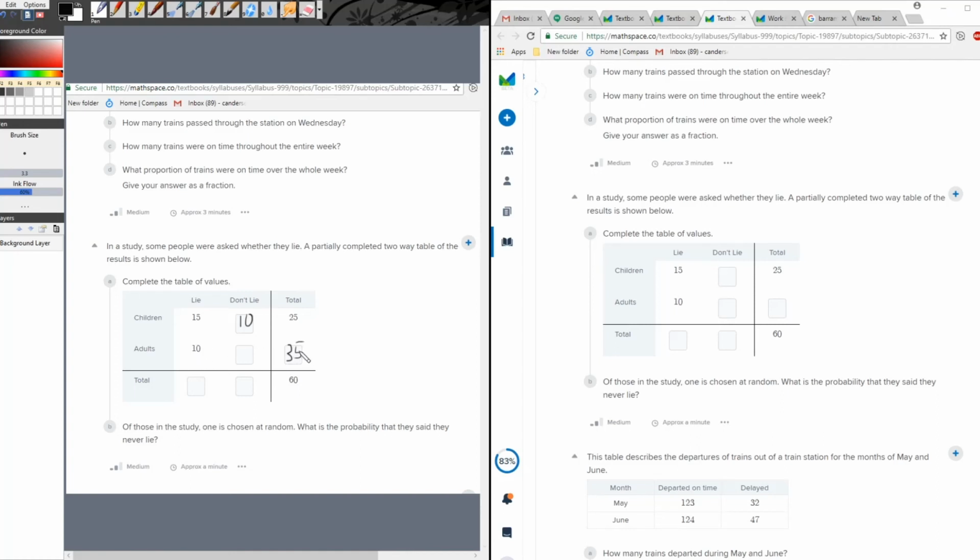Now, we can fill in this row here, because 10 plus something is 35. That would be 25. And now we can fill out the bottom. 15 plus 10 is 25. And 10 plus 25 is 35, which equals 60. So 25 plus 35 is 60. So we filled this table in correctly.